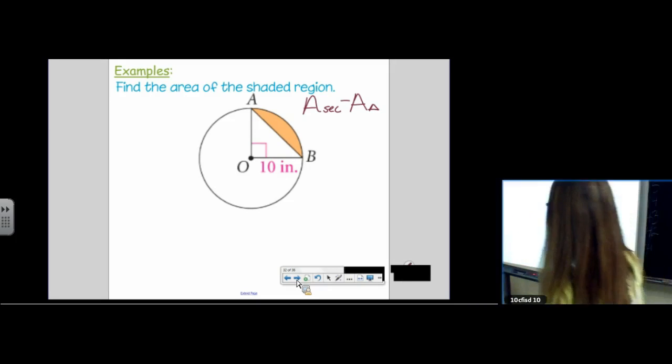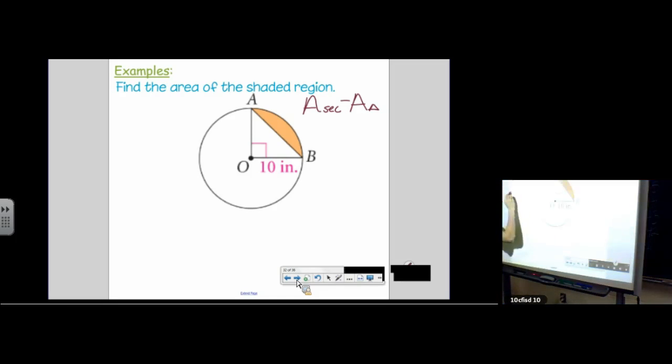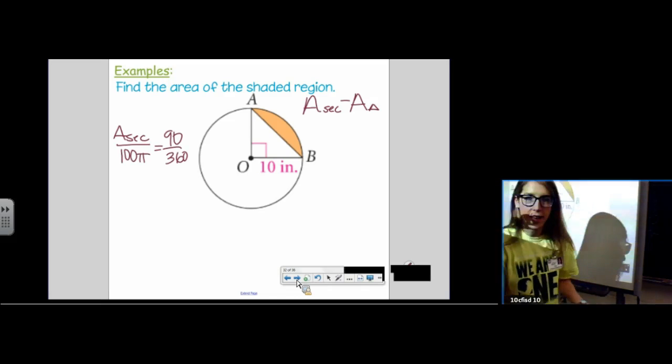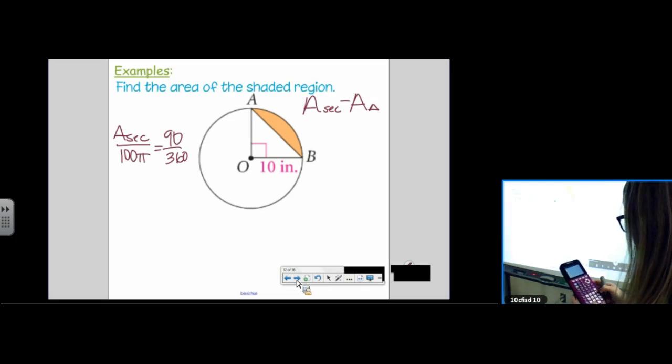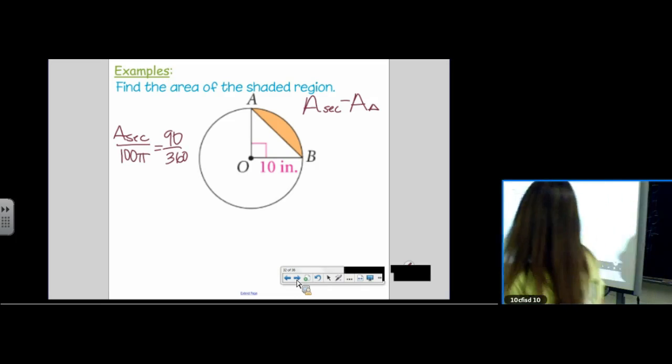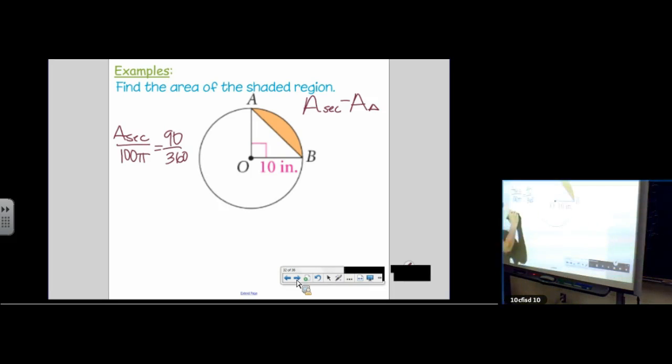All right, let's do sector first. Handy dandy proportion. A sec over A equals M over 360. Or you're probably thinking, Ms. Tanton, I can just take the area and divide by 4. Yes, you can. Same thing. Cross multiply. The area of the sector is 25 pi inches squared.